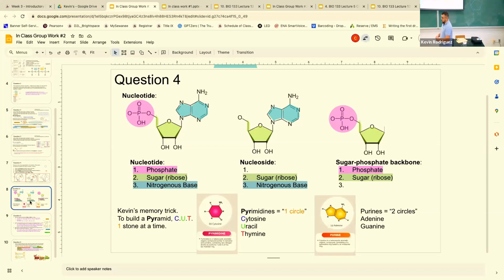Do we need to know about all the different types of bonds between the different macromolecules, like peptide bonds? Wait, let me get to that one, let me finish this real quick and then we'll jump over.